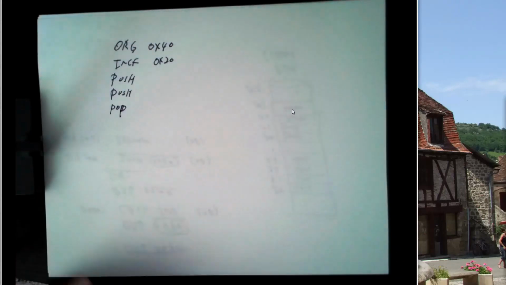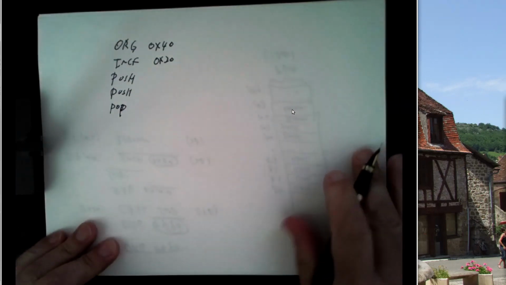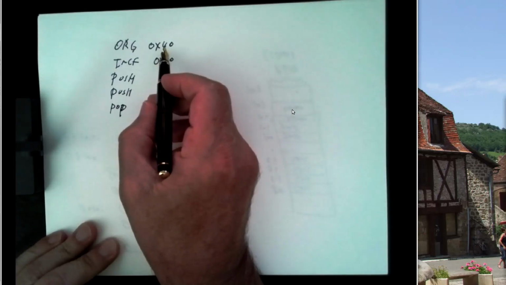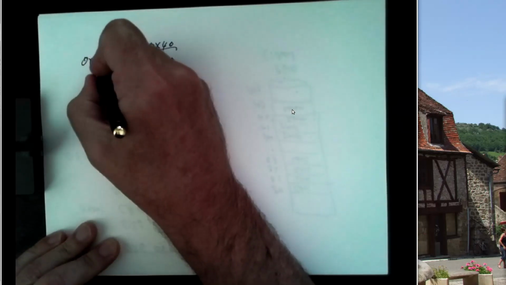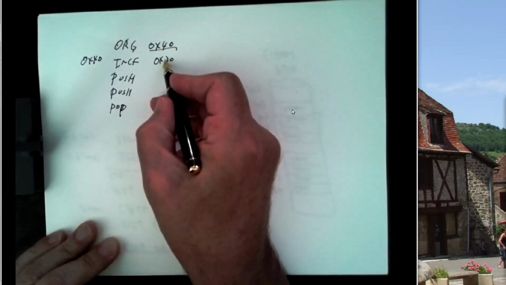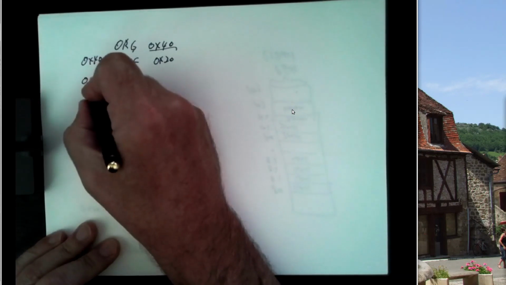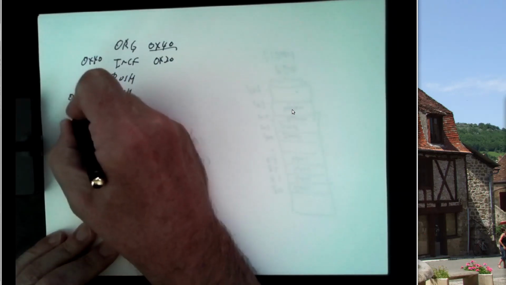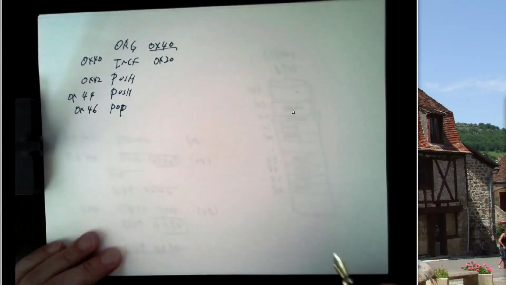Alright, so how do we do this problem? Well, again, we have to figure out where each instruction sits in memory. So origin 40 does not take any place in memory, but it says the next instruction goes at location 40. So this sits at location 40. This takes 2 bytes, so it's actually stored at 40 and 41. This push is at 42. This push is at 44. And this pop will be at 46.